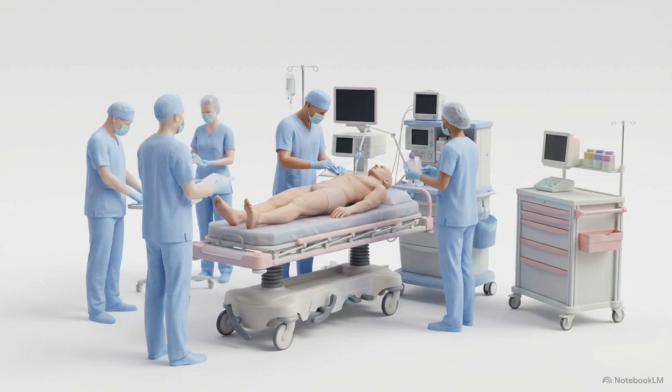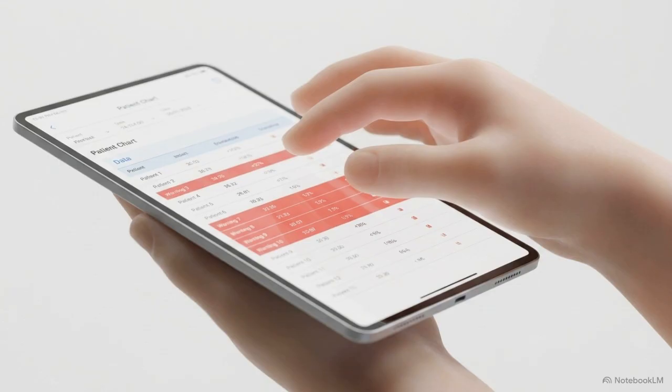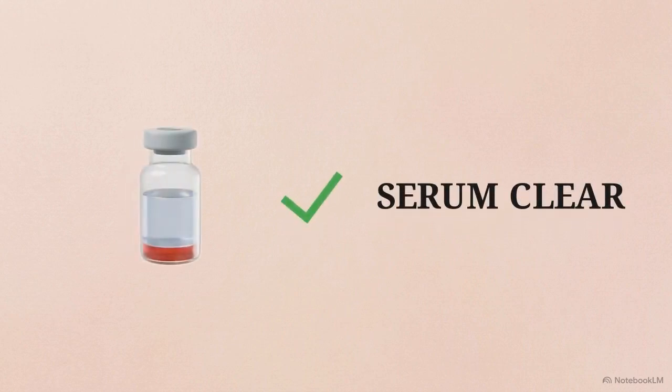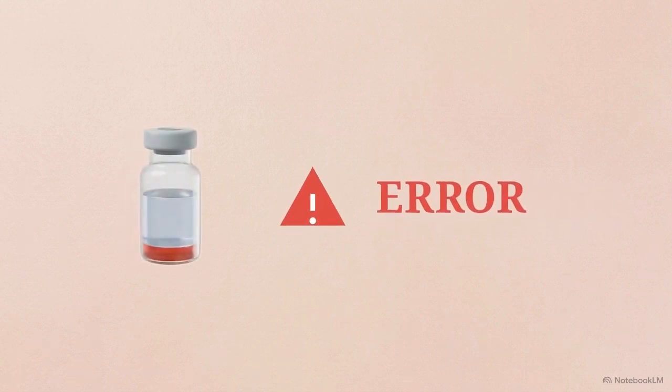A patient arrives in the emergency department in acute liver failure. The clinical suspicion points immediately to viral hepatitis, but when the initial lab results return, both the hepatitis B surface antigen and surface antibody screens are completely negative. The common and often catastrophic cognitive error here is assuming that negative surface markers equal a negative infection.